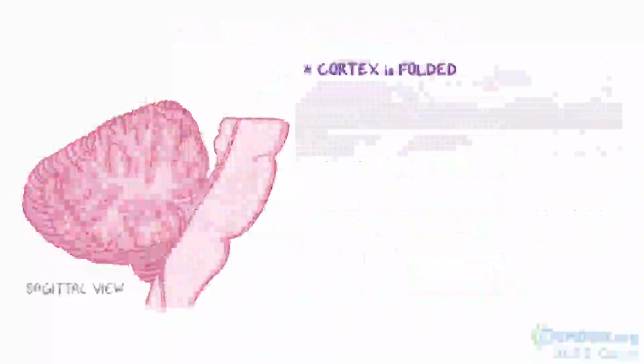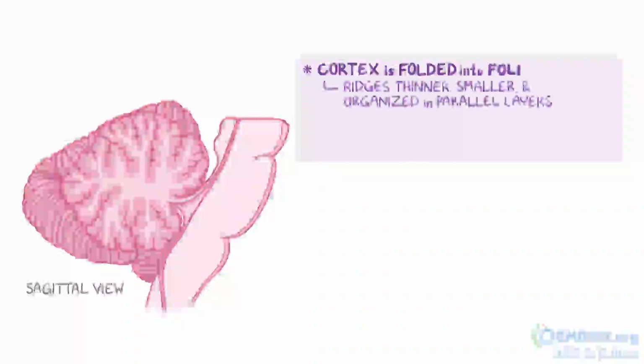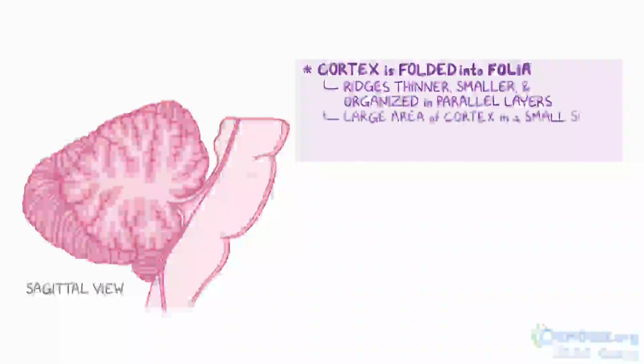On a sagittal section, the cerebellum looks similar to the cerebrum, in that the cortex is folded, creating ridges with small sulci in between. The difference, however, is that in the cerebellum, the cortical ridges are thinner, smaller, and organized into more parallel layers, which are called folia. These folia not only increase the surface area, but enable the large area of cortex to fit into a smaller space, just like the cerebrum.